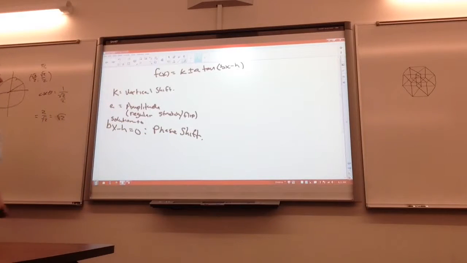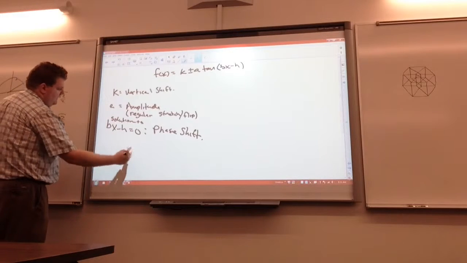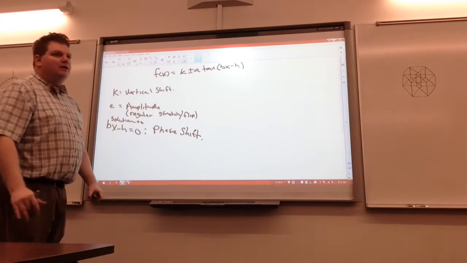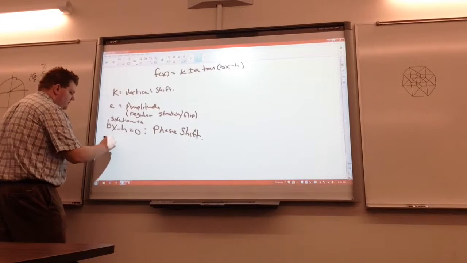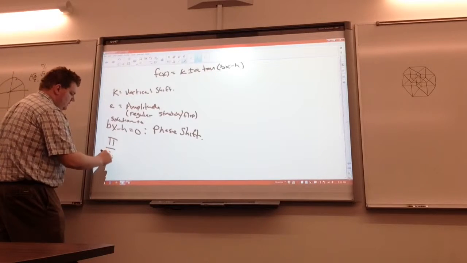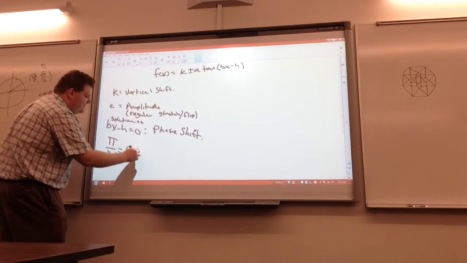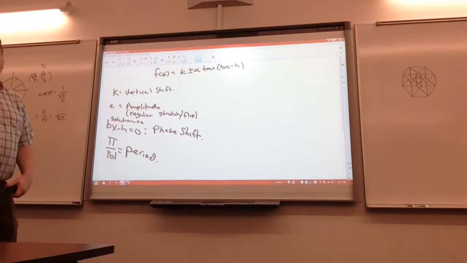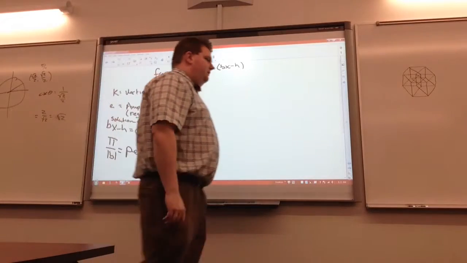Okay? But the last one now, the period is different. The period for the tangent is going to be pi over the absolute value of b, not 2 pi over the absolute value of b. Why would that be the case? Anybody know? Can you think of it? Think of the unit circle. What's happening on the unit circle?